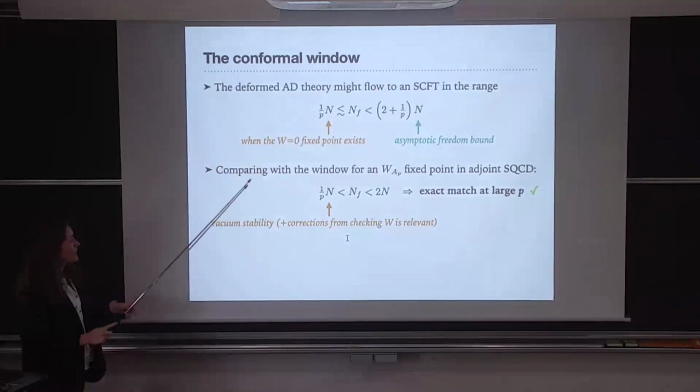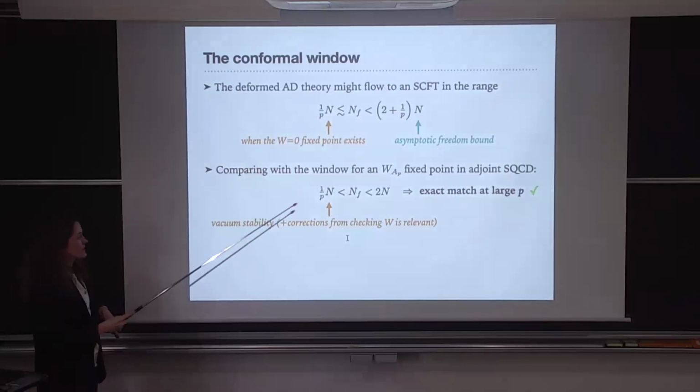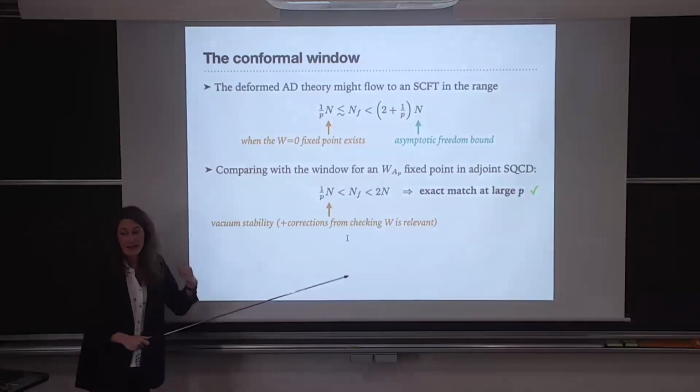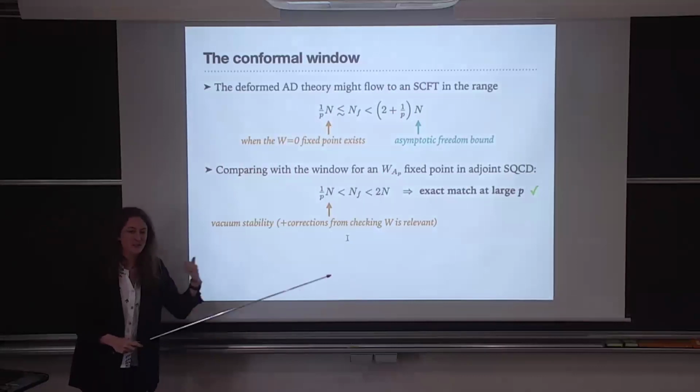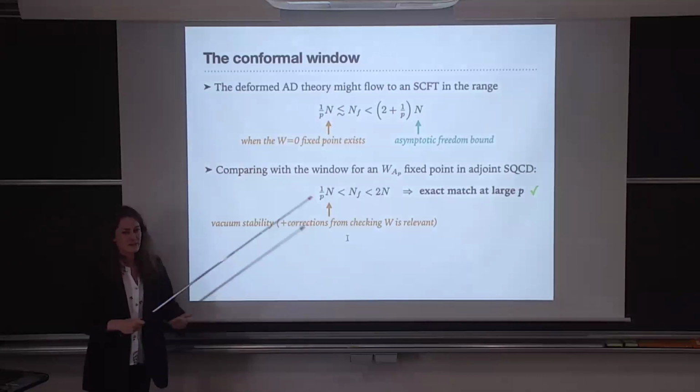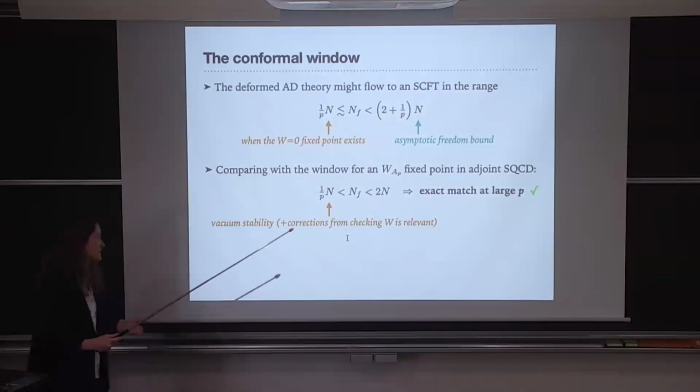I can compare that with the window for which this fixed point exists in adjoint SQCD. Clearly I can only make this claim in a window where the fixed point exists to begin with.